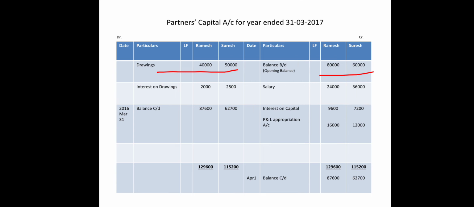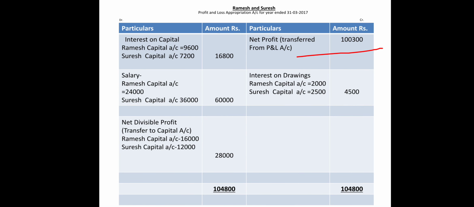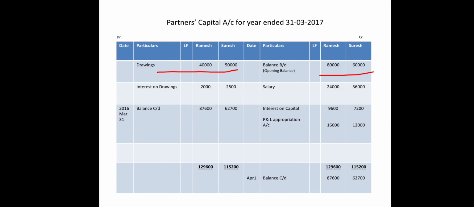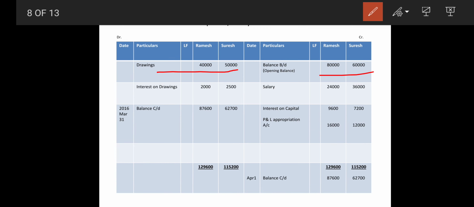Now we will be charging interest on capital of both. So capital is 12%. So here 80,000 at the rate of 12% gives 9,600 as interest on capital, credit side transfer, and in the same way 60,000 at 12% gives you 7,200. So you have to multiply and then get the answer.